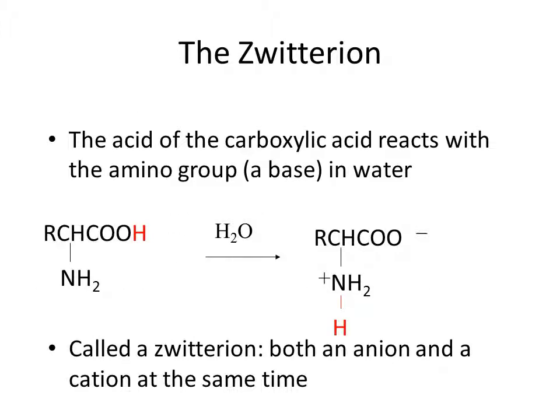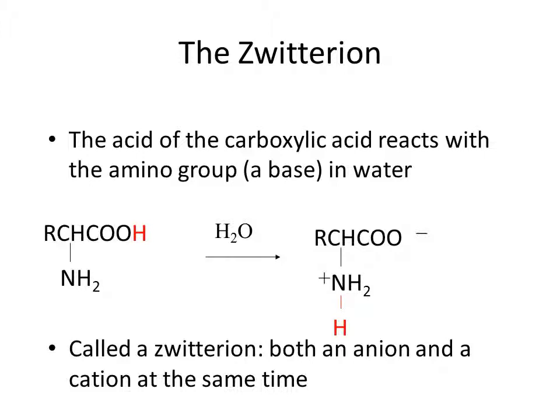The amino acids do not exist with the carboxylic acid functional group protonated and the amino group unprotonated, because on the same molecule we have both an acid and a base. And you know when you mix an acid with a base, what happens? You get an acid-base neutralization reaction, where the proton from the acid comes off the acid and goes onto the base. And that happens inside this molecule.